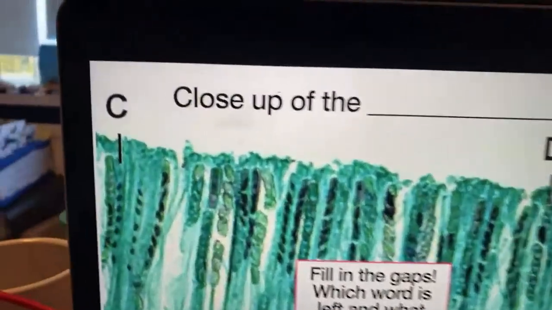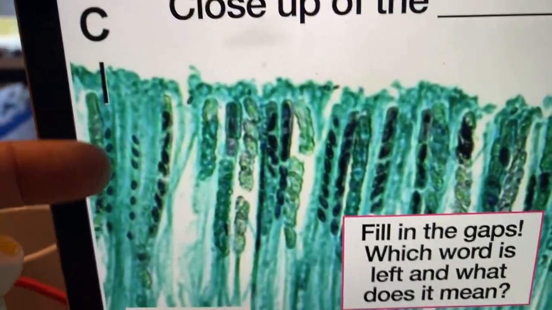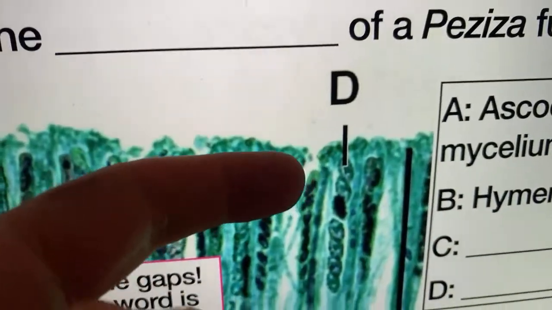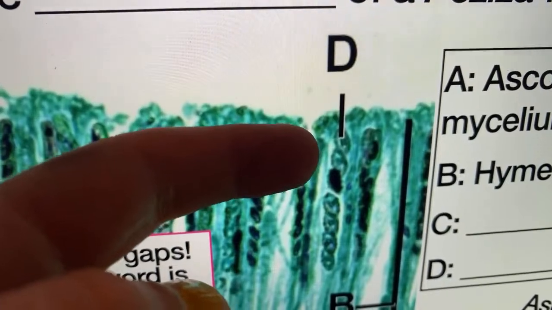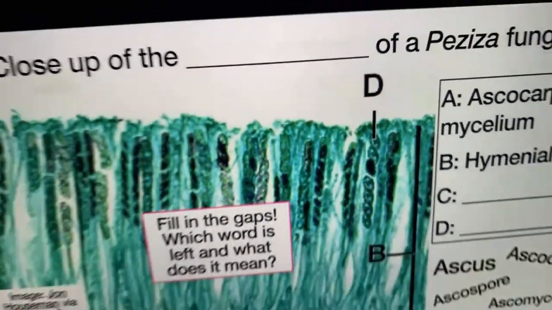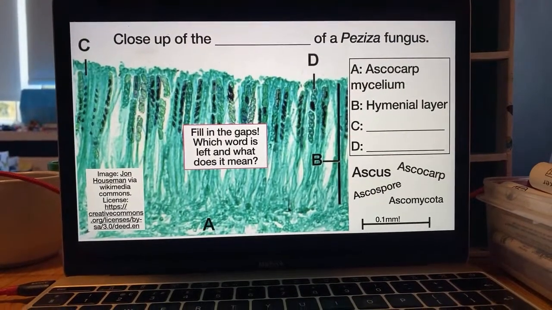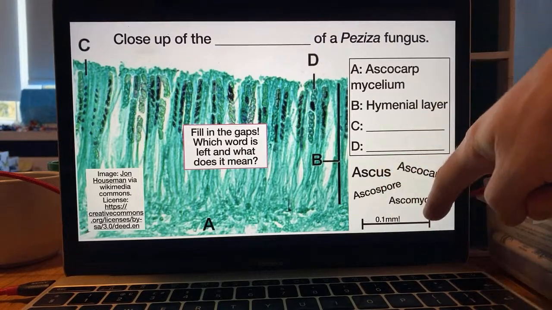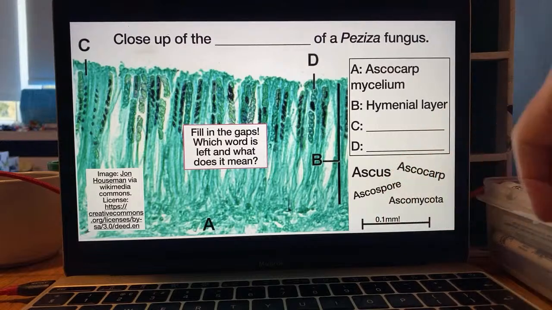Let's have a little close-up on C. All right, so C is pointing to a kind of long finger with lots of dots in it. And D is pointing to one of the dots. It's like an oval, and it's got a little tiny dot inside it. Can you put into those spaces the words ascus, ascocarp, ascospore, and ascomycota, and which word doesn't fit anywhere, and what does it mean? This is the scale down here as well, look. So we're living in a world where that line is 0.1 millimeters long, and then you would be seeing that.